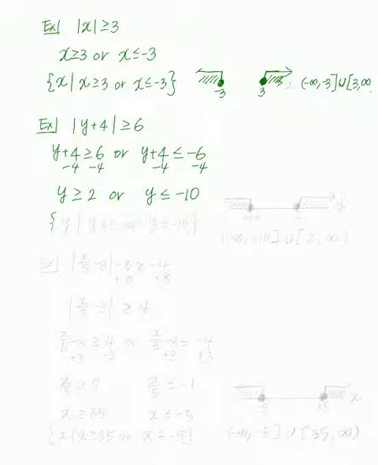Set builder notation, the set of all y's such that y is bigger than or equal to 2, or y is less than or equal to negative 10.